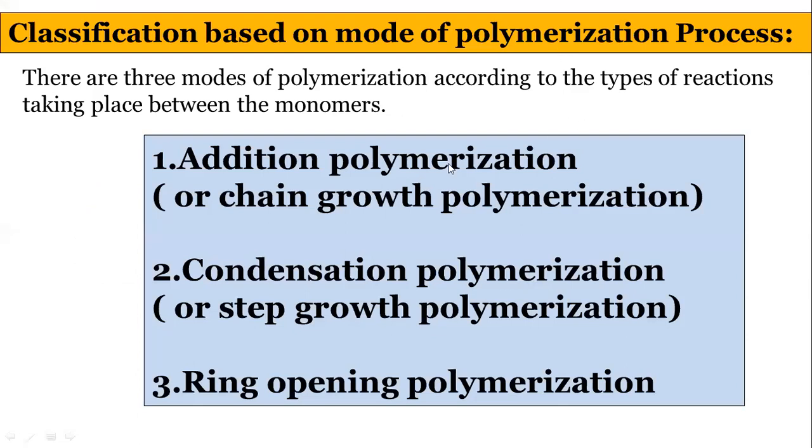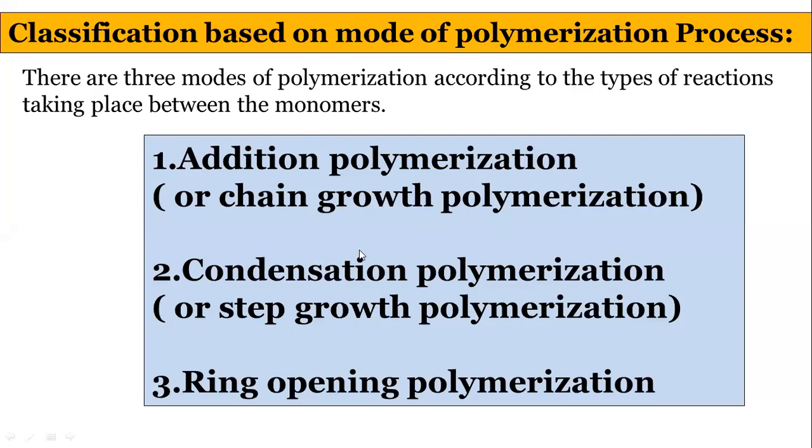How are these polymers prepared? There are three modes of polymerization process. The first one is addition polymerization. It is also called chain growth polymerization. Then condensation polymerization, also called step growth polymerization. I want to clarify one thing. In brackets it is written chain growth polymerization because in addition polymerization the chain will grow across the double bond.